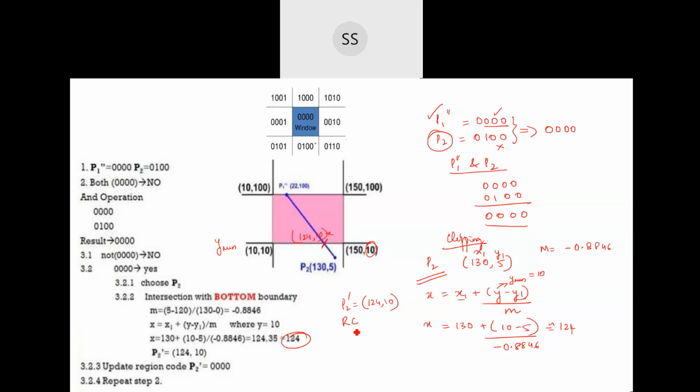In region code of P2 dash, I have to find what is the value of P2 dash. It is on the boundary of my window. So the region code value will be all zeros. What is the region code value? It will be all zeros. I hope you have understood. So you have got the region code of this.